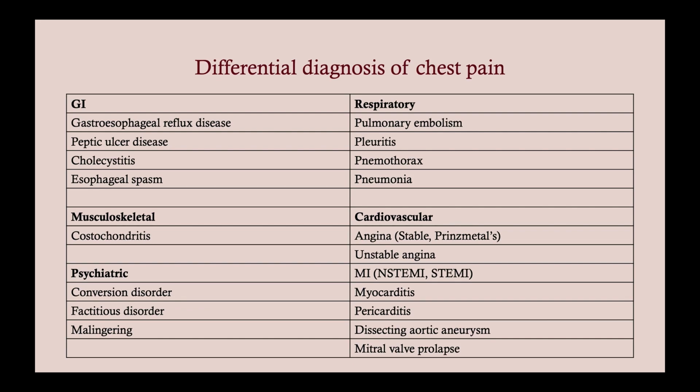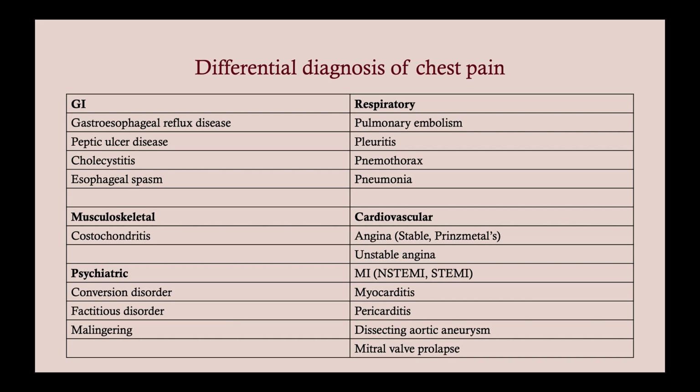And then malingering, where they're coming in saying they've got chest pain because they want a note to miss work, or because they want pain meds. Very important, by the way, to know the difference between factitious disorder, Munchausen's, and malingering. Very, very important. But I talk about that in the psychiatry videos.